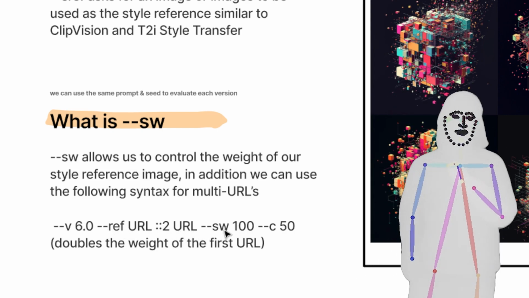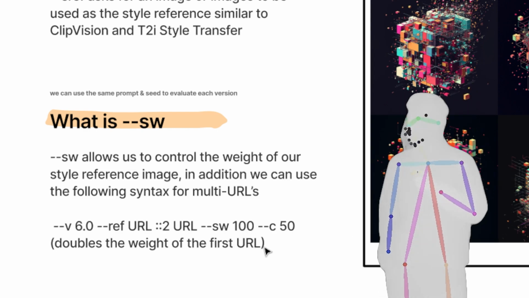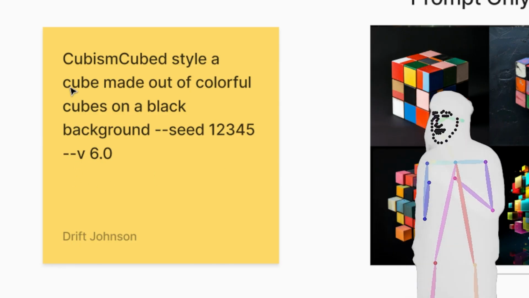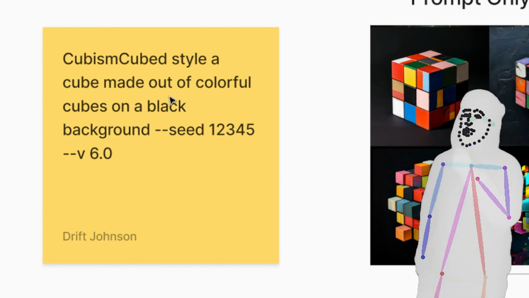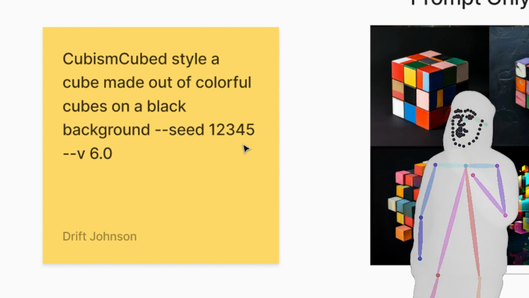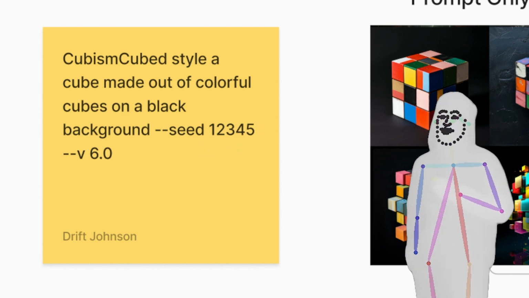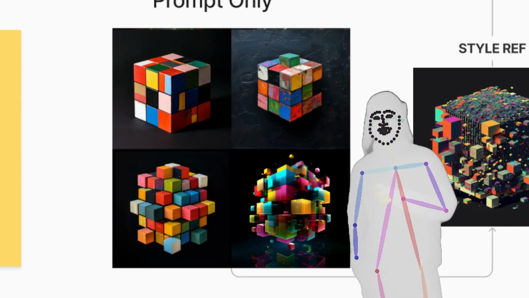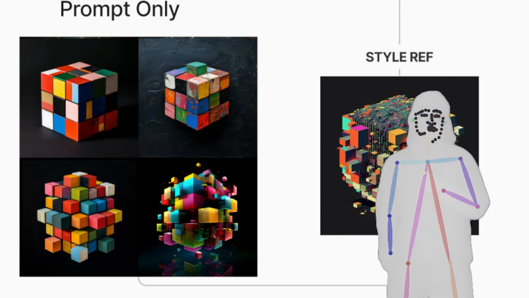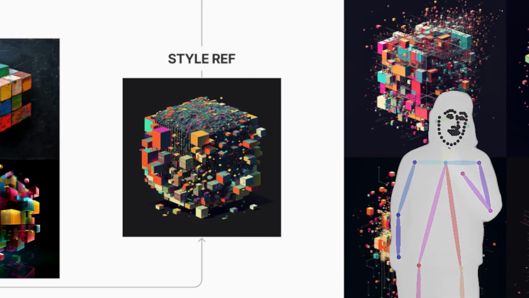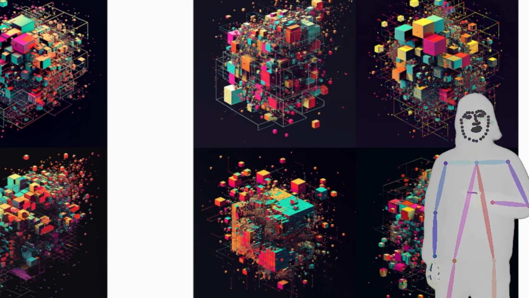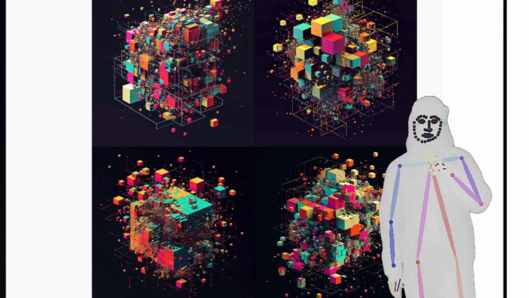There's also a style weight number, which I think defaults to 100, and I'm using 50 chaos in some of these examples. So I'm using Cubism cubed style, a cube made out of colorful cubes on a black background. And that gives me this with the normal prompt, with seeds 1, 2, 3, 4, 5. And what we're going to do is give it this style reference, which is from one of my sets. And when we introduce them together, we get this or this, which is pretty awesome.